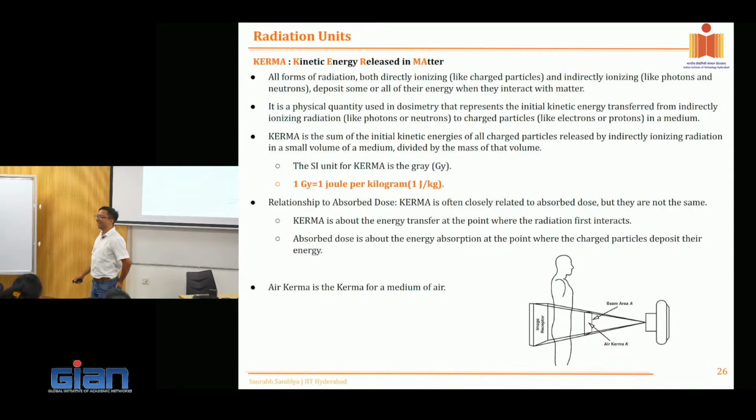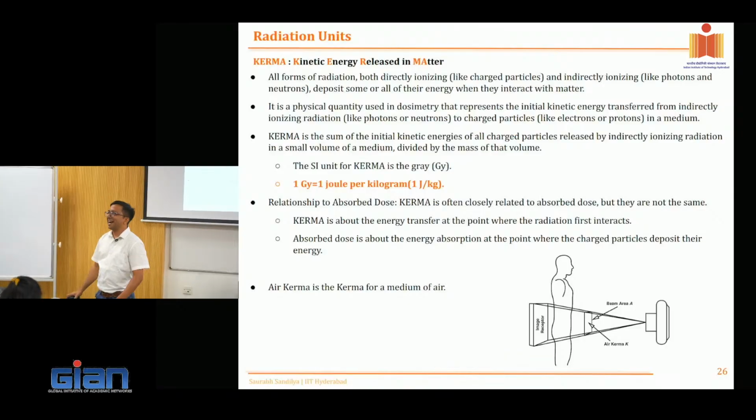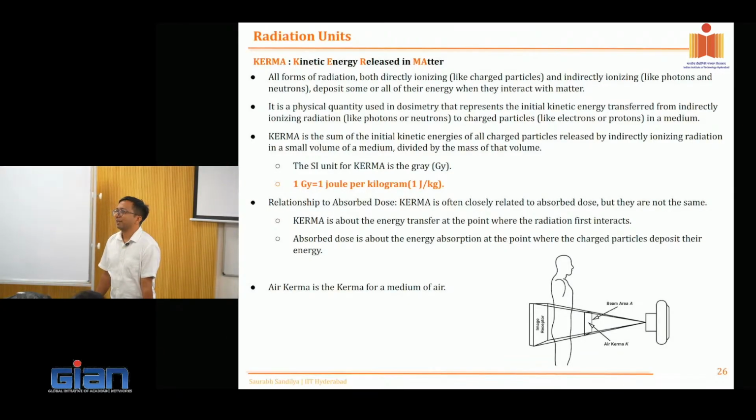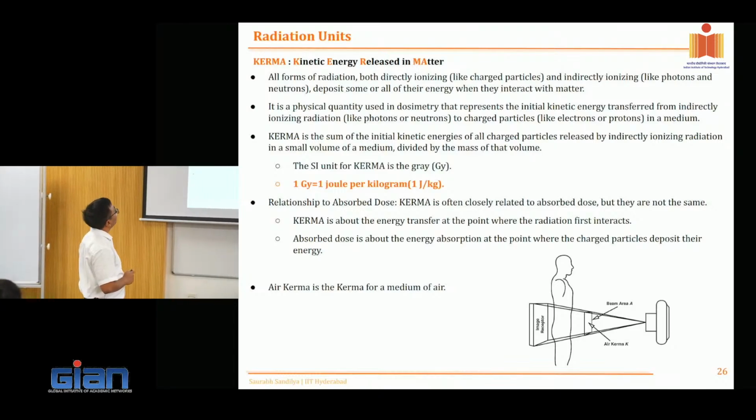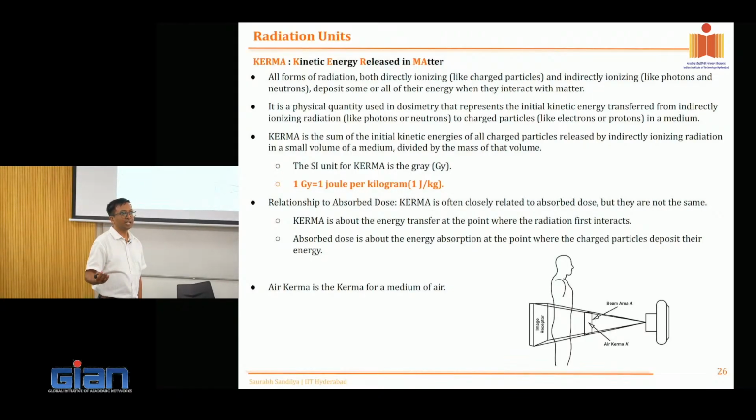Now coming to kerma, I don't know how to pronounce it. It is kinetic energy released in matter. This is valid for uncharged radiation, like gamma or neutrons. Whenever these uncharged radiations interact with matter, they deposit some amount of energy. Kerma is the sum of the kinetic energy of all the charged particles produced, because ionization happens through charged particles. So the sum of the kinetic energy of all charged particles produced by gamma or neutrons is called kerma, kinetic energy released in matter, as simple as that.